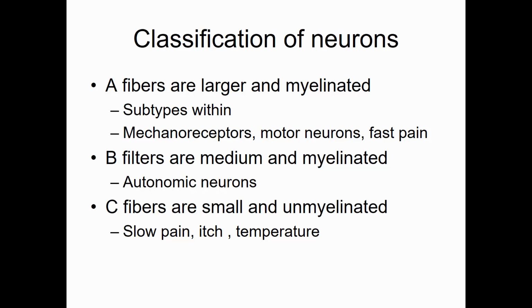So neurons are classified in terms of fiber size. A fibers are the largest, and they're myelinated. So mechanoreceptors, motor neurons, proprioception, fast pain are all using those large fibers. B fibers are medium size and they're myelinated, and this is what we're going to see in the autonomic nervous system. And then finally, C fibers are small and unmyelinated. So they're the slowest. That's the slow pain, the itch, and the temperature.